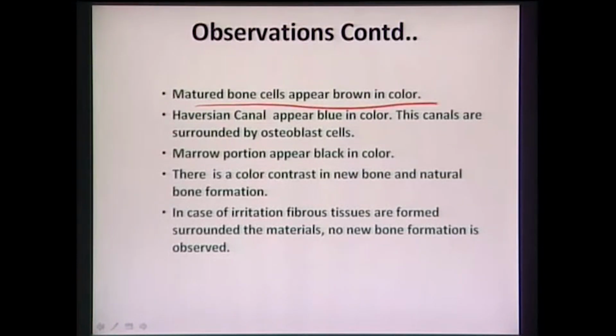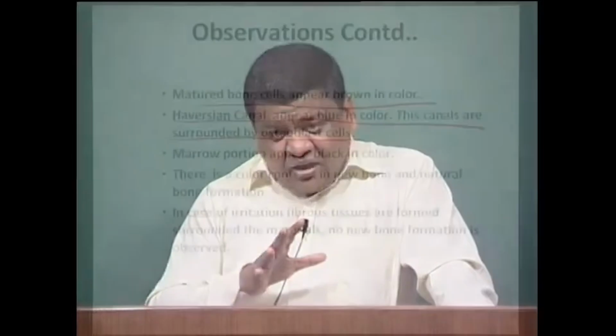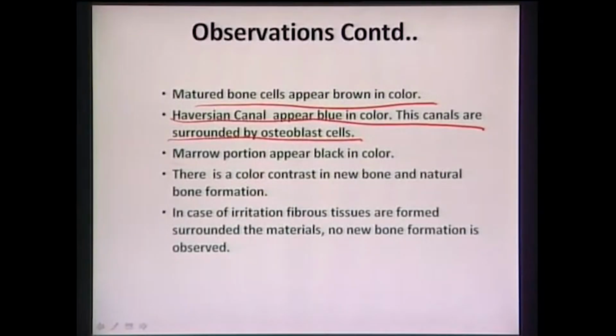Then if you see the matured osteoblast cells, you see different colors, and the Haversian canal appears blue in color. These canals are surrounded by osteoblast cells. Now what is a Haversian canal? A Haversian canal is more or less like a cylindrical channel through which nutrients and blood and food are supplied to the cell. Marrow protein appears black in color.